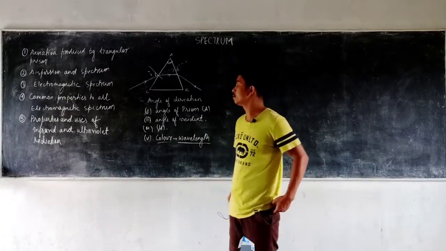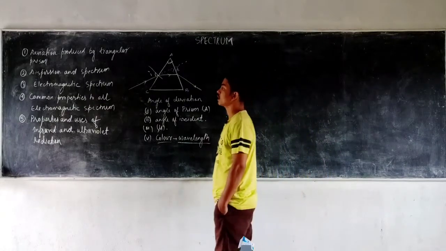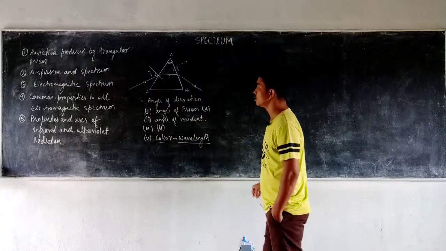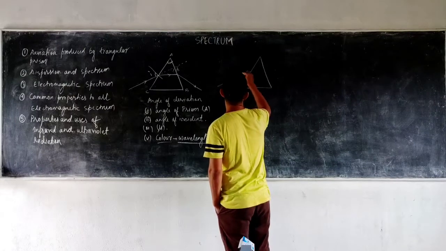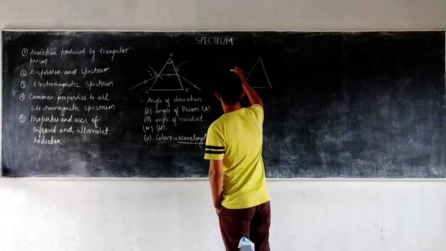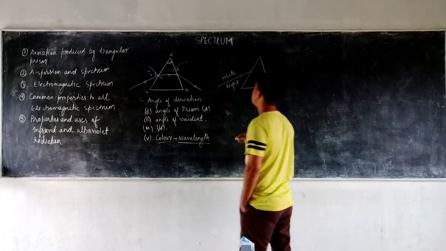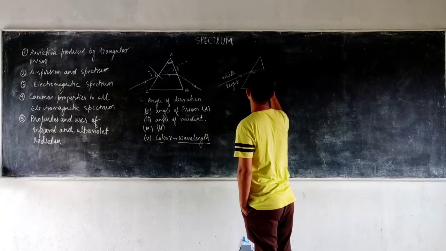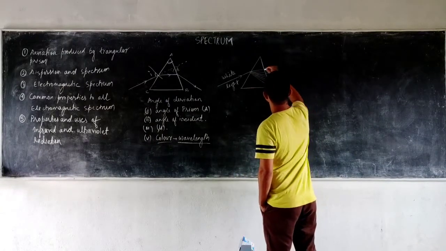through the prism. Now, coming to the second topic, the dispersion and the spectrum. What is dispersion? Usually, it is seen that whenever a white light is passed through a triangular prism, the white light breaks into the 7 colors.